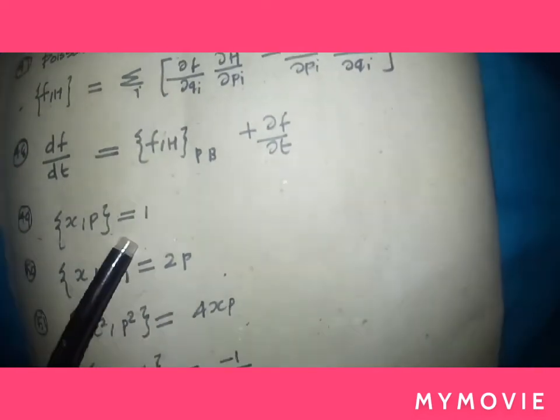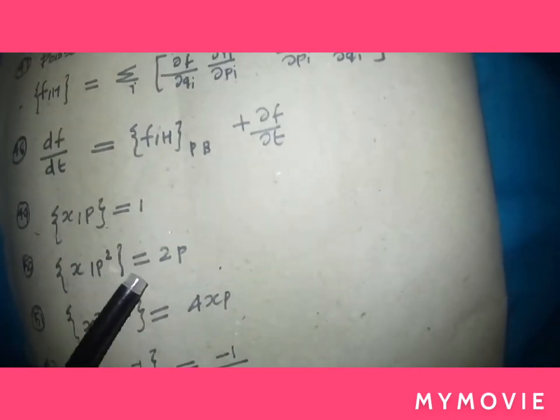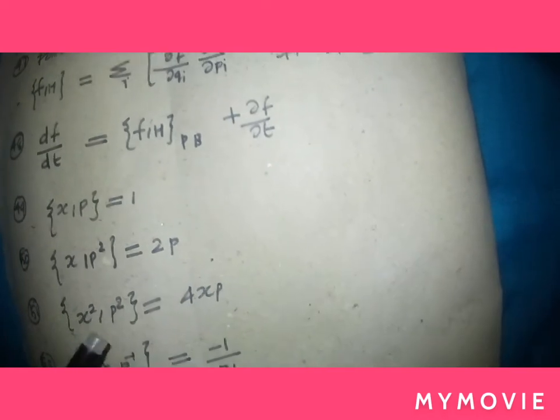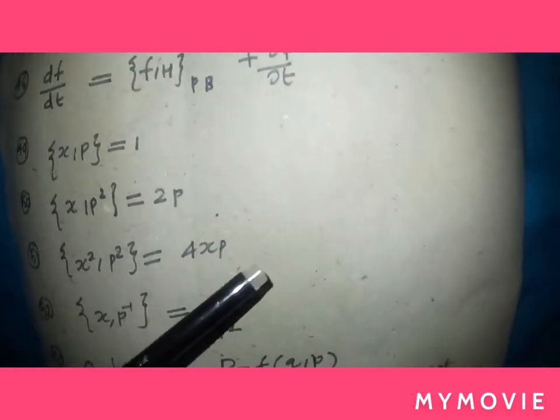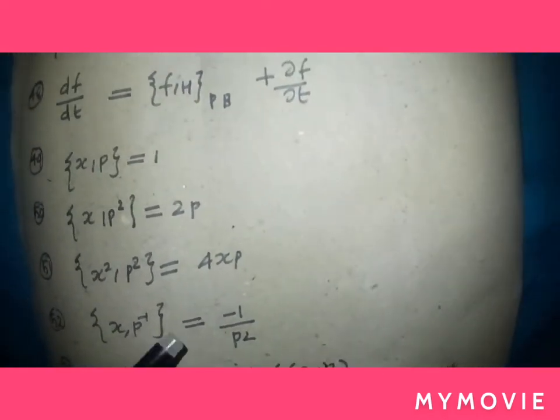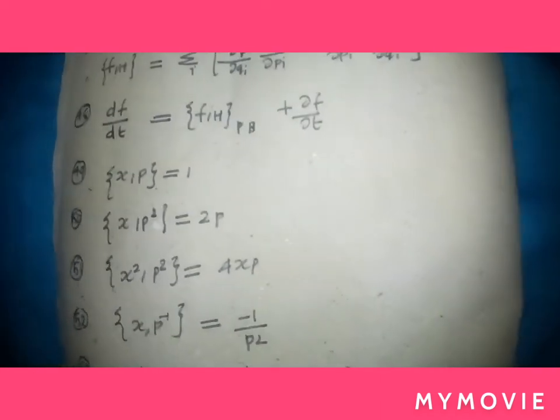Poisson bracket of x, p is equal to 1. Poisson bracket of x, p square is equal to 2p. Poisson bracket of x square, p square is equal to 4xp. Poisson bracket of x, p inverse is equal to minus 1 by p square.